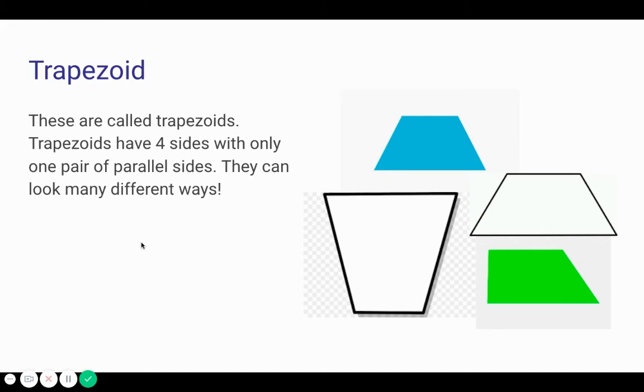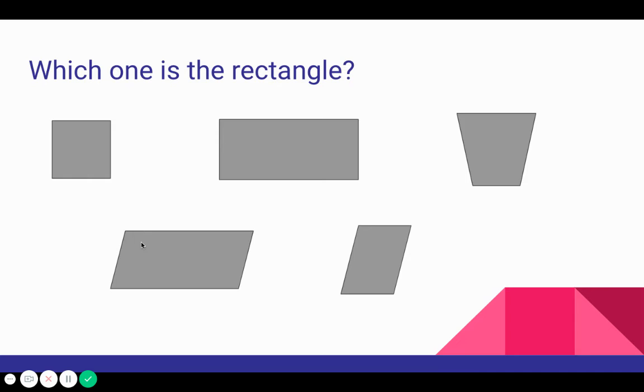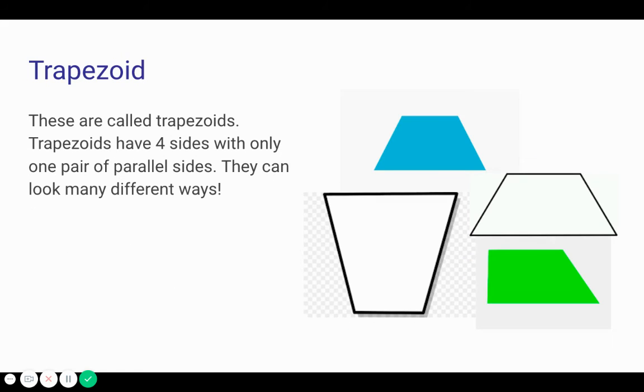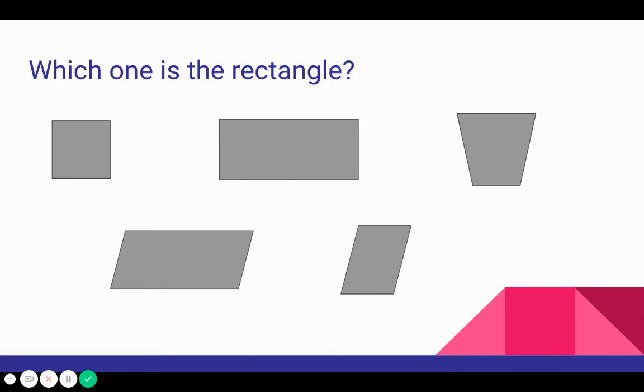So let's play a little game now. Which one is the rectangle? If you need to go back in the video and look, you can pause it, you can go back, you can fast forward, you can backtrack and go back and look at the rectangle page if you need to. But which one is the rectangle? I want you to point to it on your screen now. Which one is the rectangle? Very good. It is this one. It's the long one with 2 pairs of parallel sides.